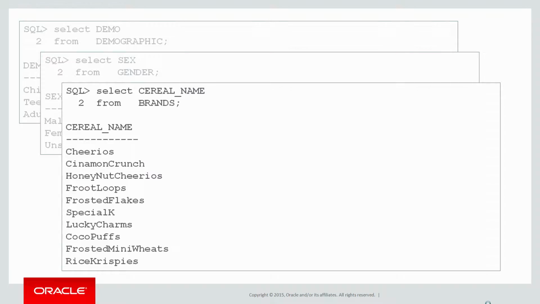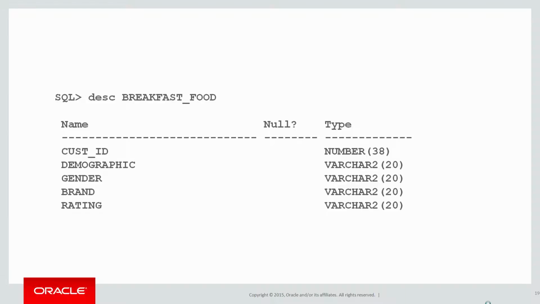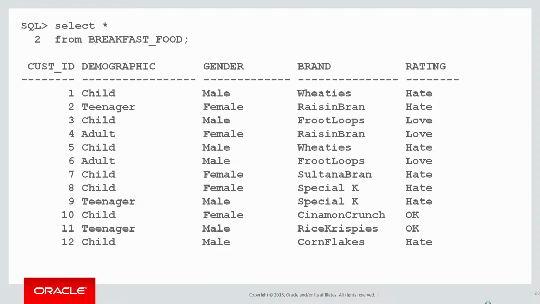And there are some common items we see on the supermarket shelves. So here's our survey table. We're going to take a random number, customer ID, just so the results are kept anonymous, and we're going to record the demographic, the gender, and the brand, and whether they hate, love, or think the breakfast cereal is okay.